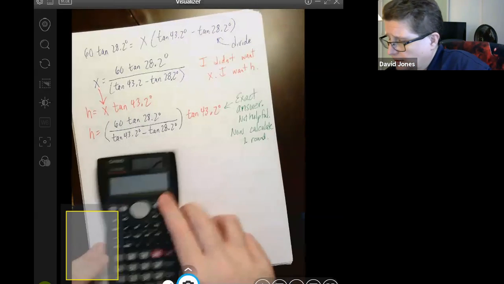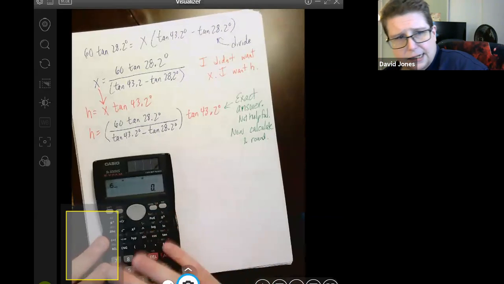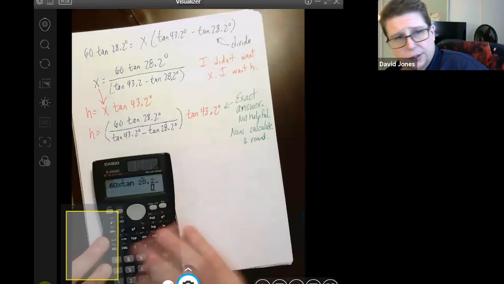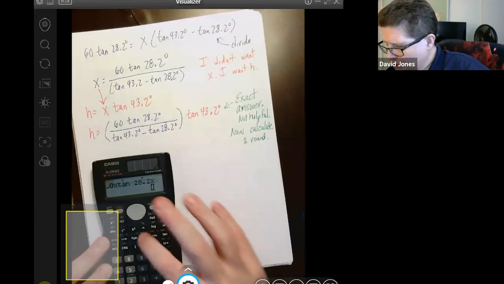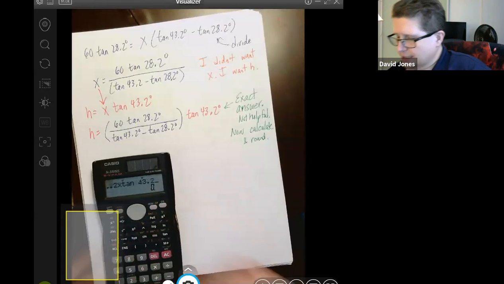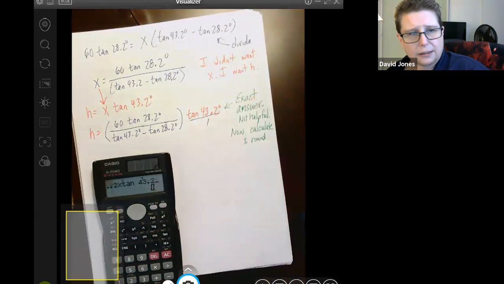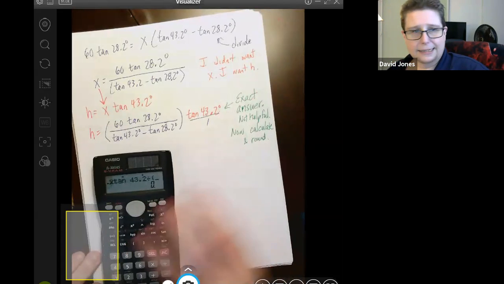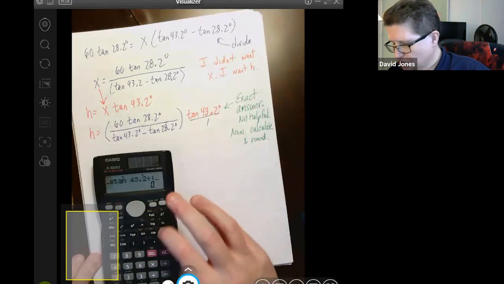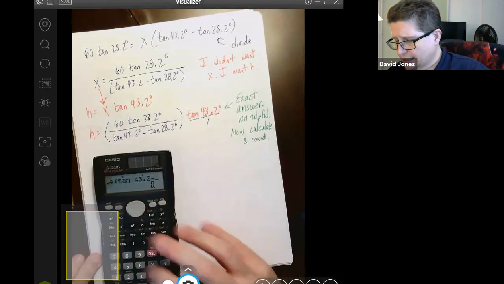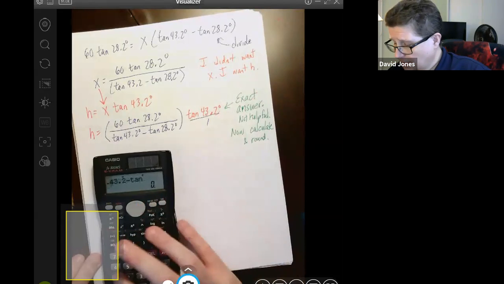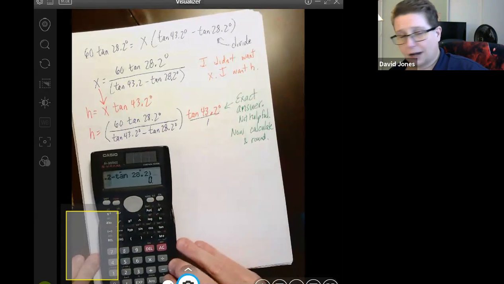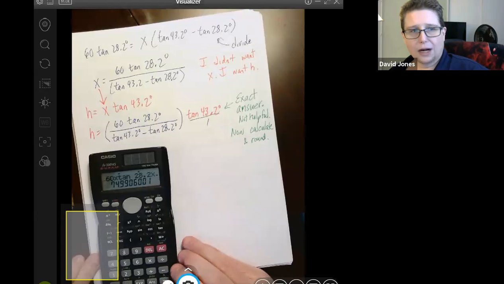So I've got 60 times tangent of 28.2 times tangent of 43.2, because this is like a fraction, I can multiply that in on the numerator. And then I can say divided by parentheses tangent of 43.2 minus tangent of 28.2, end the parentheses. And now I've done everything all at once in the calculator. I've made no rounding errors. Whatever I get, I get.